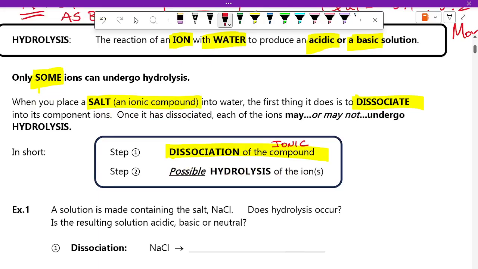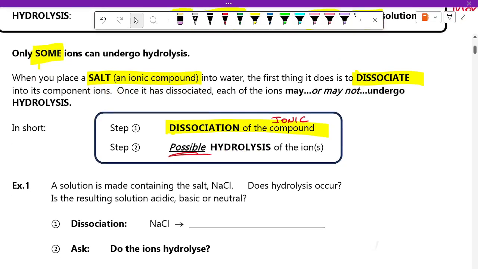And then we have the possible hydrolysis of the ions. So let's look at an example of a salt, NaCl.